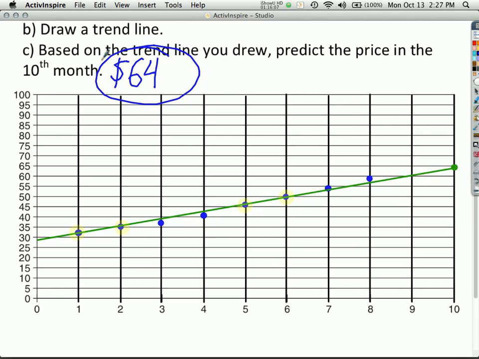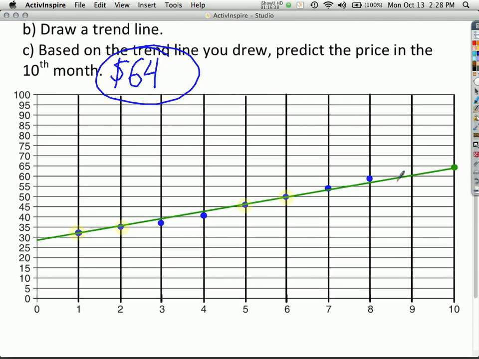We could also go backwards and make a guess as to what it was when the stock first came out. So if the stock at 1 month was at around 32, we could guess that it started at about 28 or 29. We can also make a guess at anywhere in between these points. And that's the whole idea behind the trend line. Okay?